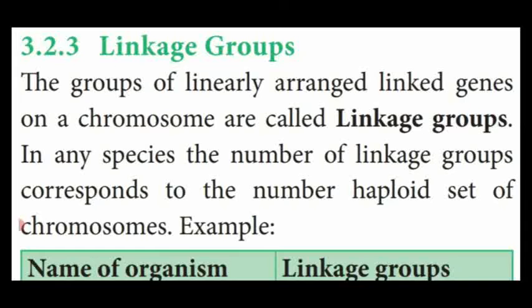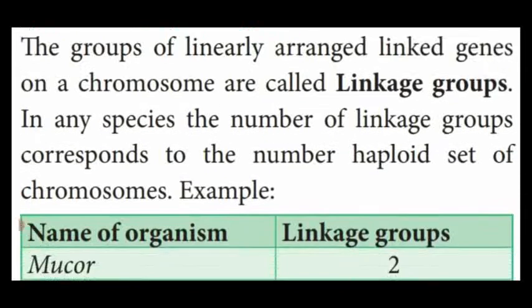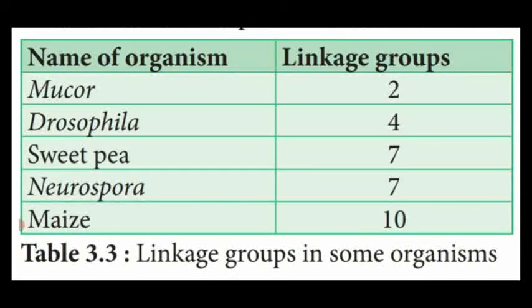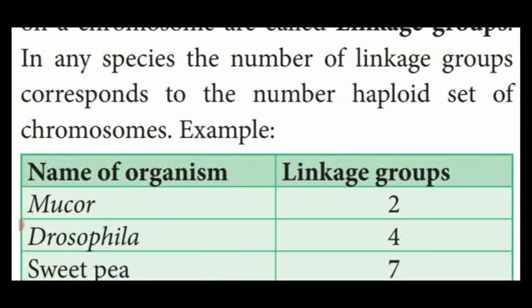In any species, the number of linkage groups corresponds to the number of the haploid set of chromosomes. So, the number of linkage groups is counted based on the number of haploid set of chromosomes. Some examples are given in the table column. Mucor has 2 linkage groups. Drosophila, 4. Sweet pea, 7. Neurospora, 7. And maize is 10. So, these are all good examples of linkage groups with the organism.